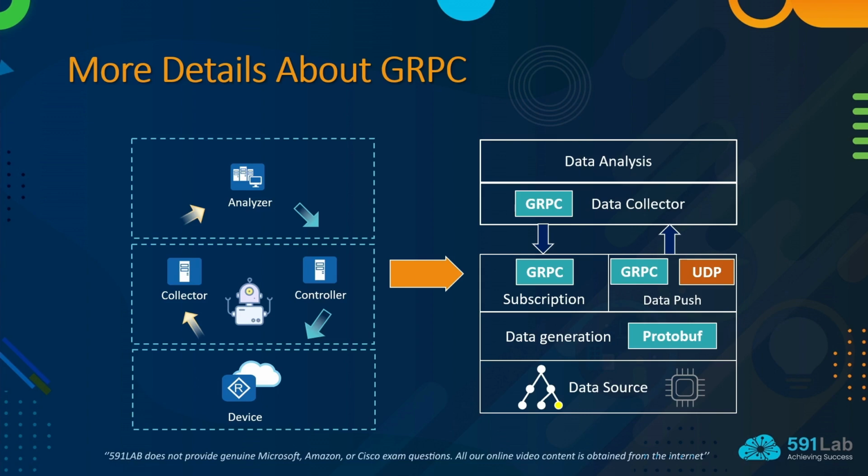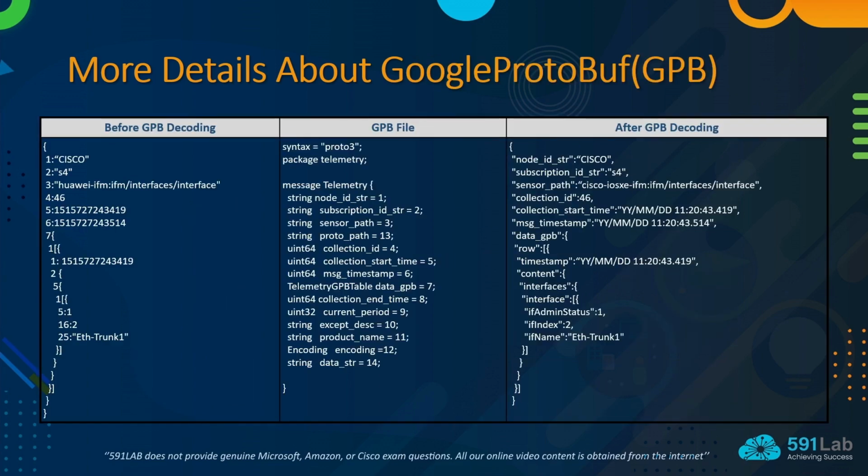So gRPC is a very frequently used option or protocol we can use to transport the monitoring data. And the other example is Google protobuf. What is Google protobuf? So this is the data before Google protobuf GPB decoding, and we can see the key 1, and the value is Cisco.